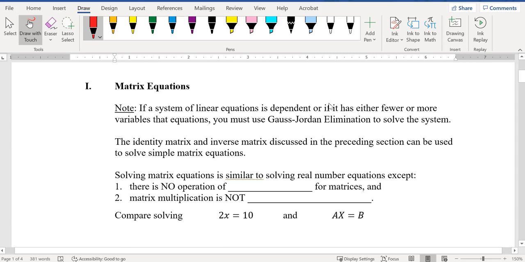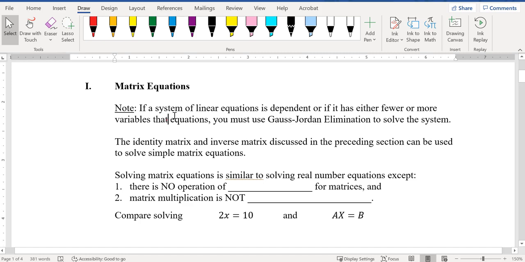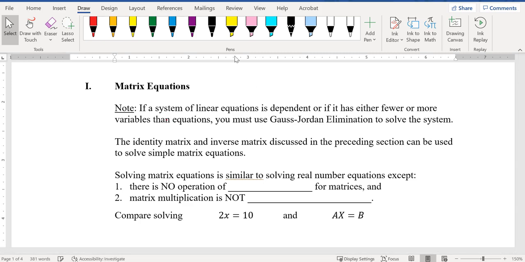Here's a note. It says if a system of linear equations is dependent, or if it has either fewer or more variables than equations, you must use Gauss-Jordan elimination to solve the system. In other words, if there are infinitely many solutions or no solution, then you have to use Gauss-Jordan elimination. But if there's one unique solution, we're going to use a new method to solve the system of equations.